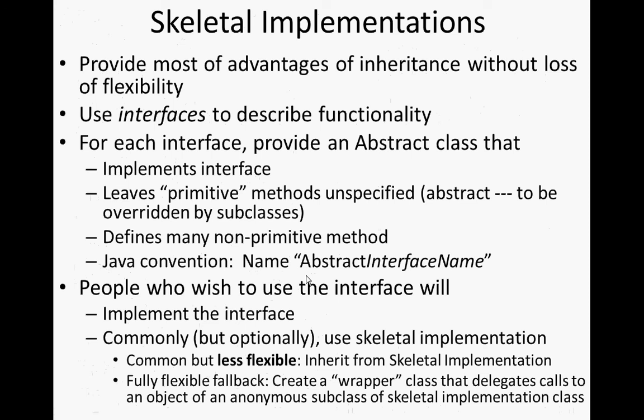The idea here is, and you'll see this in the Java standard library, for each interface you provide an abstract class that implements the interface and leaves certain primitive methods unspecified. These are to be overridden by subclasses. And it defines many non-primitive methods. So the convention is abstract plus the interface name: abstract set, abstract collection, abstract iterable, what have you. People who want to use the interface will then implement the interface, and commonly use a skeletal implementation, either inheriting from it or creating a wrapper class that delegates calls to it. So we're going to see an example of that here.